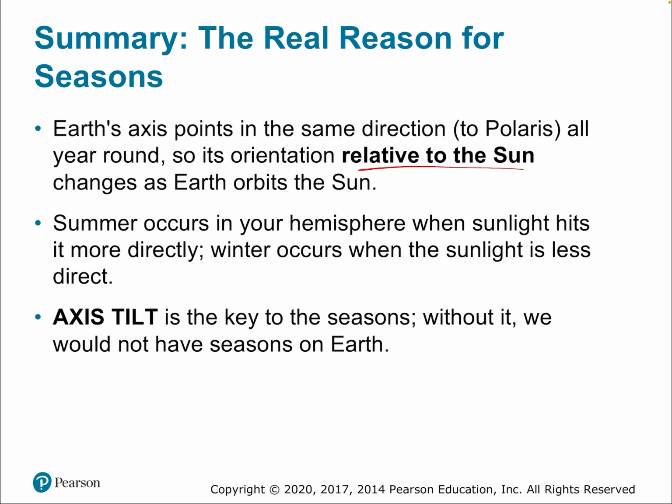Summer occurs in your hemisphere when sunlight hits it more directly, as we saw in the picture, when the sun is directly overhead. Winter occurs when the sunlight is less direct. So axis tilt is the key to the seasons. Without it, we would not have seasons on Earth. Earth would still be sustainable for life if we didn't have seasons, but they certainly had a dramatic effect and have driven evolution, you might even say.